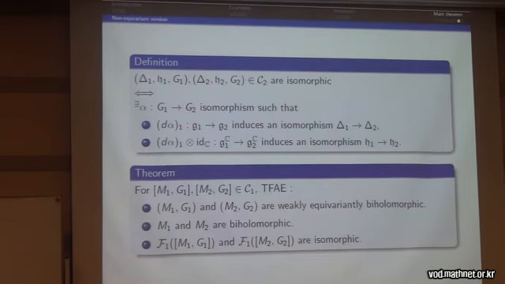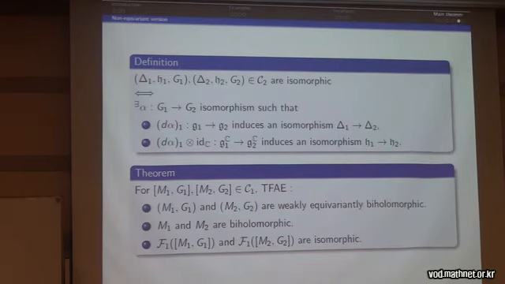Then this is a non-equivariant version. For given complex manifolds with maximal torus actions, the following are equivalent. First, they are weakly equivariantly biholomorphic, where weakly means up to an isomorphism between G1 and G2. Second, M1 and M2 are biholomorphic, namely, we can forget the group action.